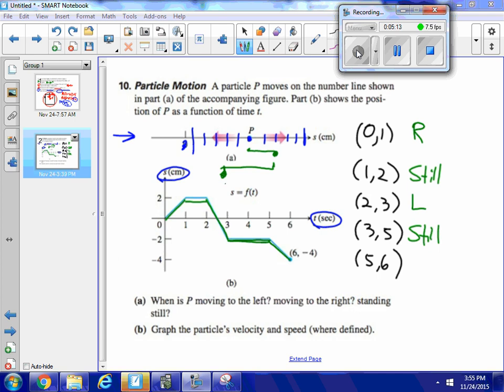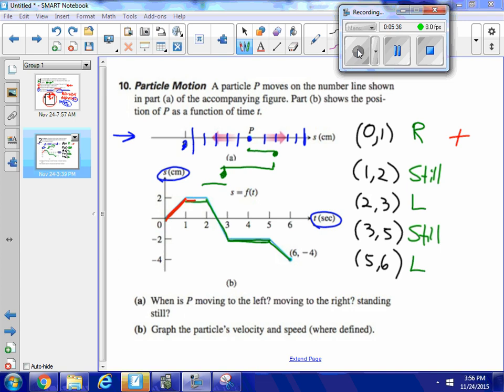Let's make a connection here with something. Look at the slope from 0 to 1. 0 to 1 is a positive slope, right? When I'm going rightward, I'm going positive. In a positive direction, my slope is positive. Here, I have a slope of 0. I'm not moving at all. My rate of change is 0.